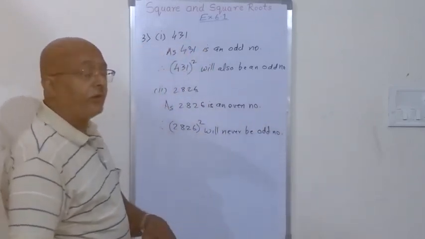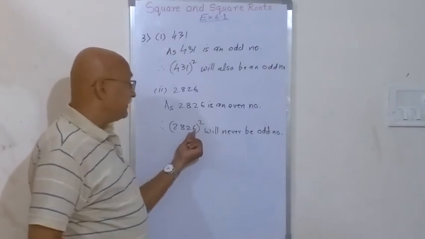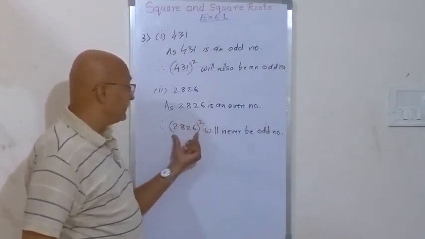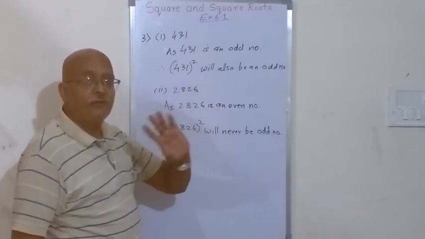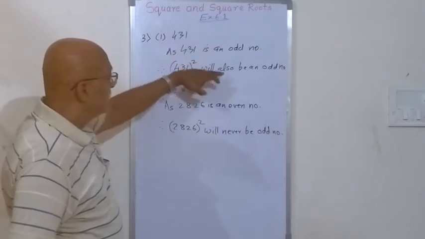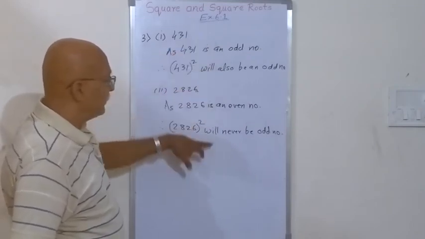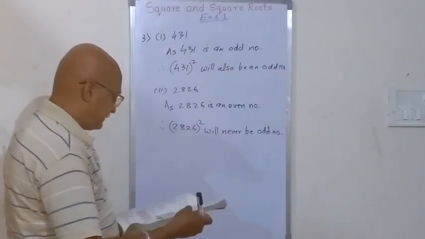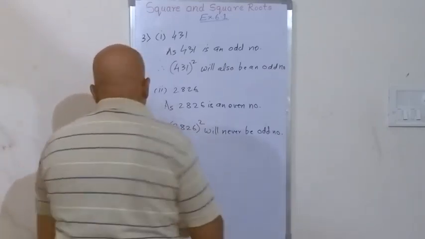Why will it never be an odd number? Because here it is even, so these perfect squares will also be even. It cannot be odd. So for odd you can write this way, and for even you can write this way. Two more are there, you have to complete those. We'll go for the fourth one.